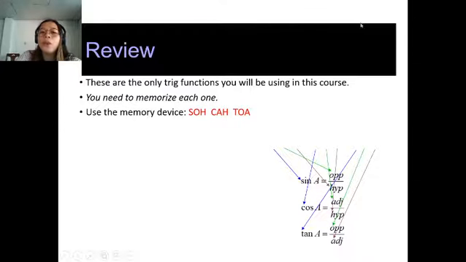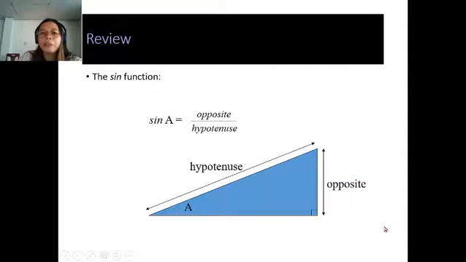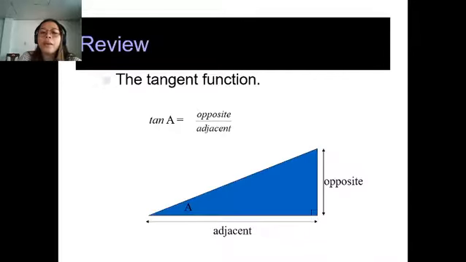So, review. We have the abbreviation SOHCAHTOA. Sine, opposite over hypotenuse. Cosine, adjacent over hypotenuse. And tangent, opposite over adjacent. Familiarize this and make sure you memorize it, because it will be very difficult for you to solve if you do not memorize SOHCAHTOA. So again, a review: opposite over hypotenuse, adjacent over hypotenuse, and opposite over adjacent.